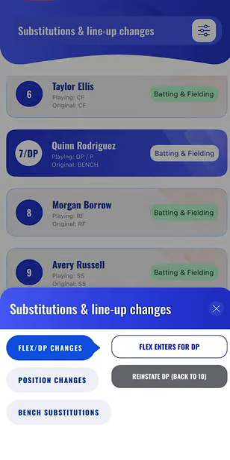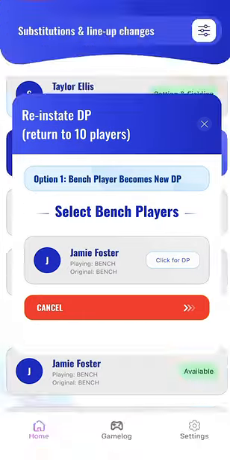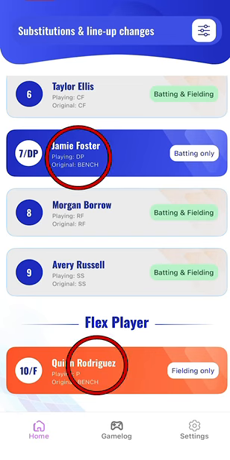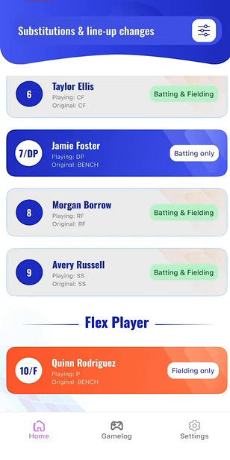So let's go ahead and reinstate back to 10. Rodriguez is going to go back to the flex, and Foster now comes into the game. So we are out of subs. If we do it one more, we can go Rodriguez in for Foster, but then we have to stay at 9. We can't go back to 10. So hopefully that makes sense.